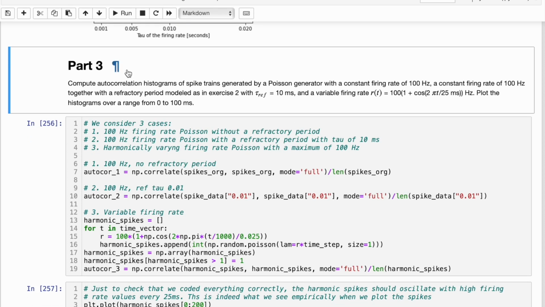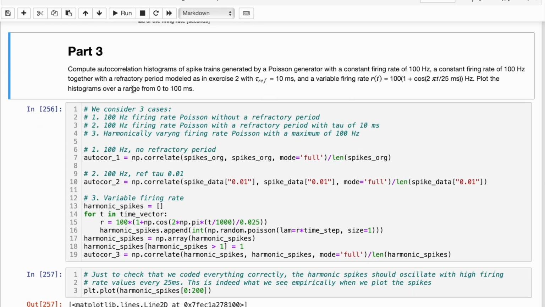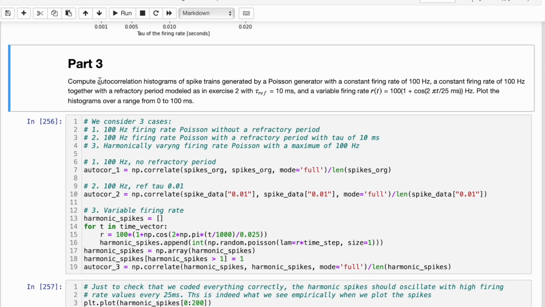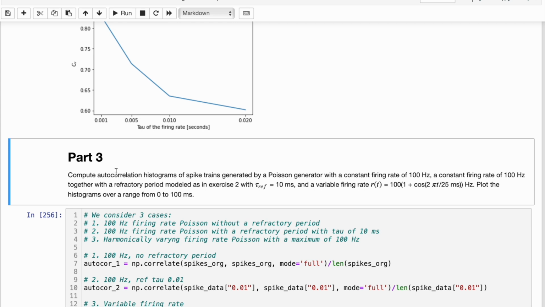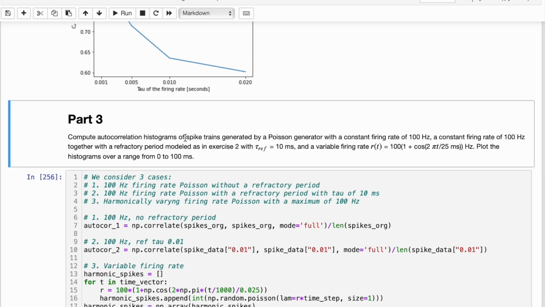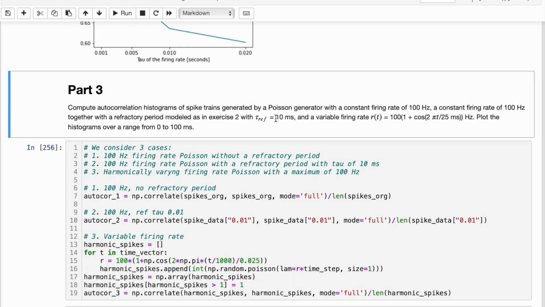Part 3. This section is about using the correlation function, wherein we will do so-called autocorrelation. That means we will take the data and correlate it with itself as a function of lag, like as a function of the separation of the two series.